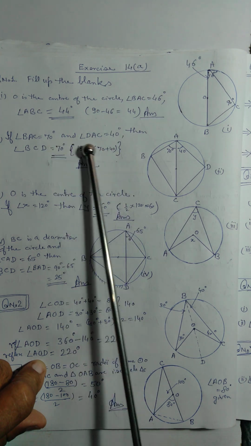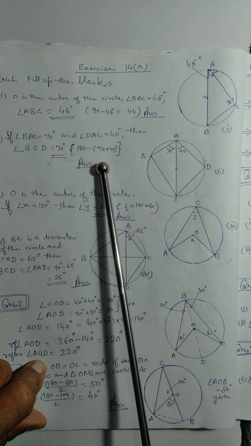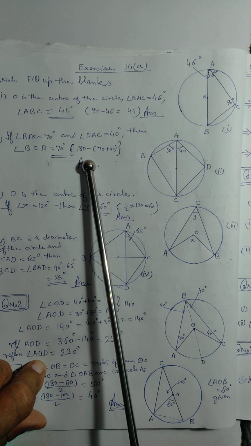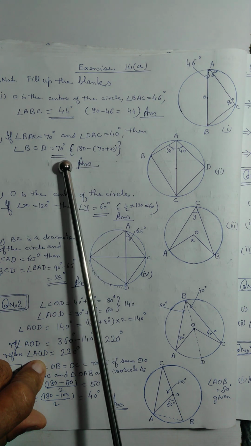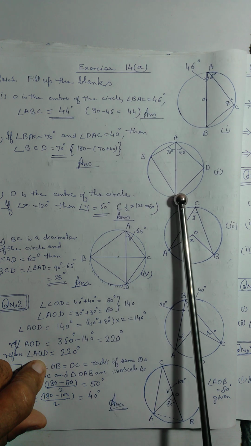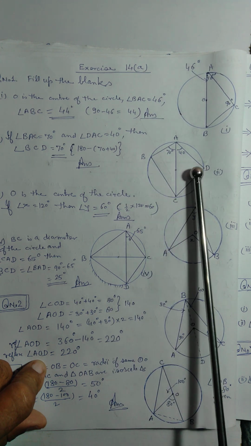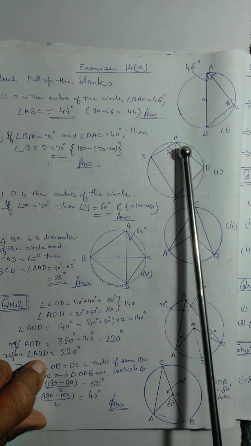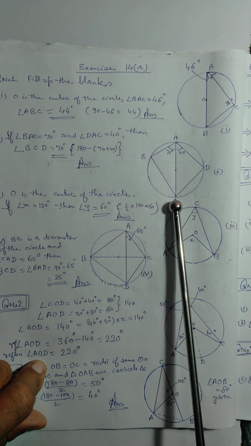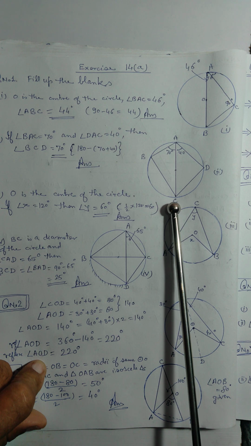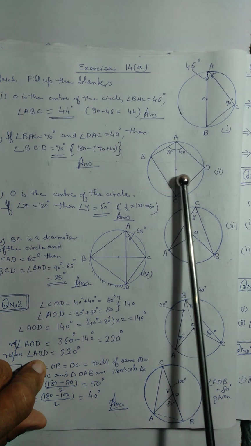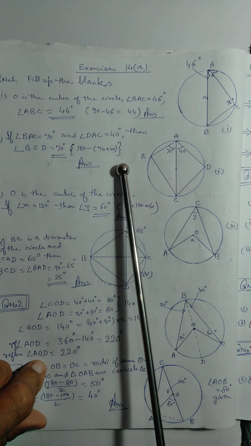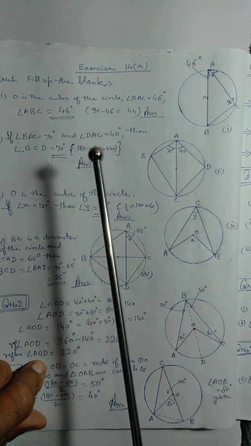So the sum of these two will be 110. So BCD will be equal to 180 minus 110, that is 70 degrees. BCD is opposite to angle A, so the sum of angle A plus angle C should be equal to 180 degrees. So just subtract 180 minus 110, you will get 70 degrees.